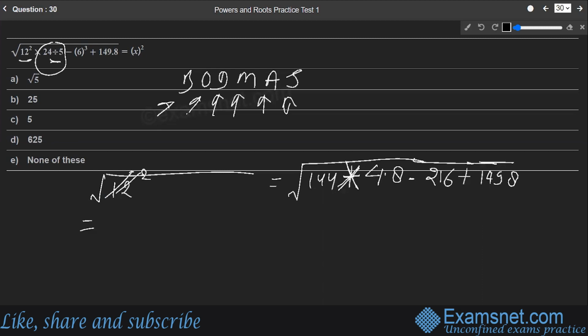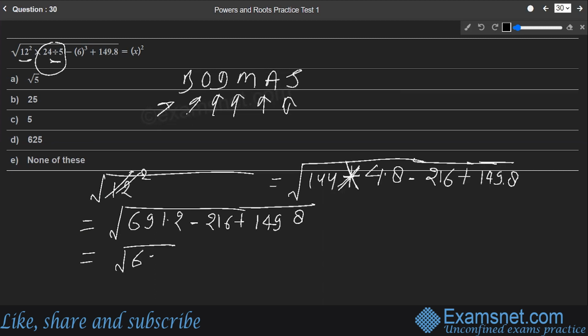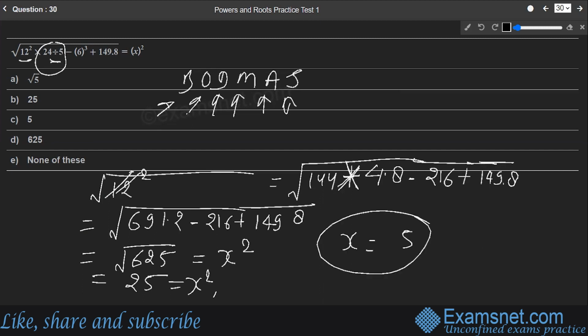If we solve this further, how much does this become? This becomes under root of the whole thing, 691.2 minus 216 plus 149.8. If we solve this further, this is ultimately getting solved to root 625, and on the right hand side there is x squared. So under root 625 is x squared, and under root 625 is nothing but 25. 25 is equal to x squared, so clearly the x value is 5. That becomes the right answer, which is available in option number C.